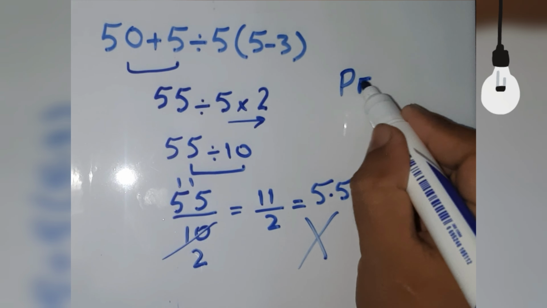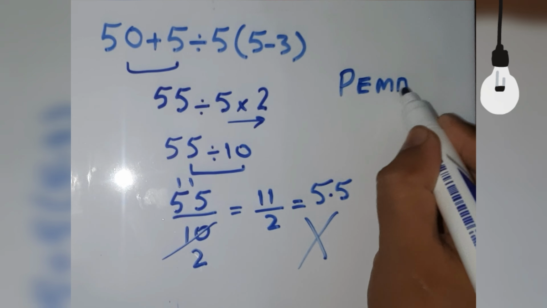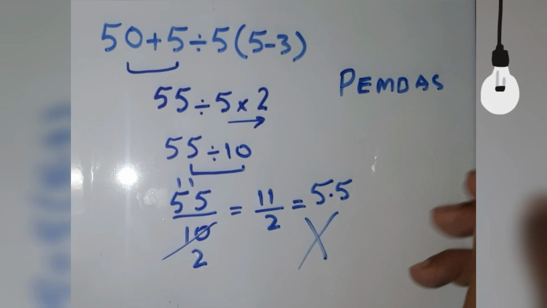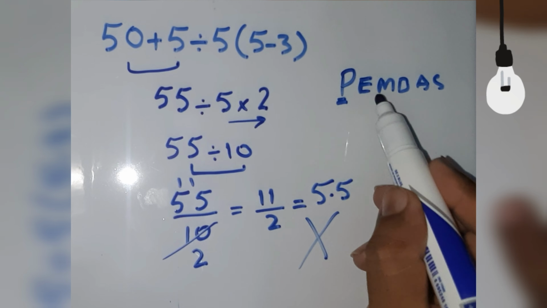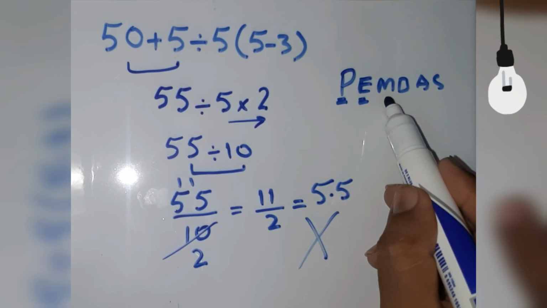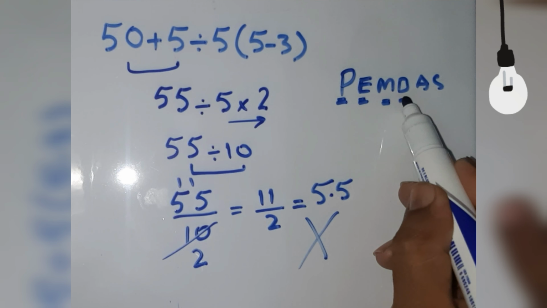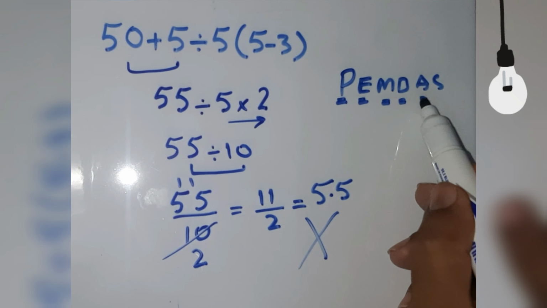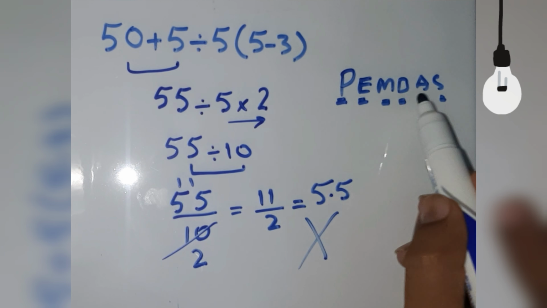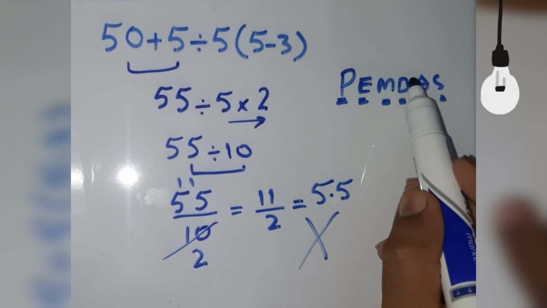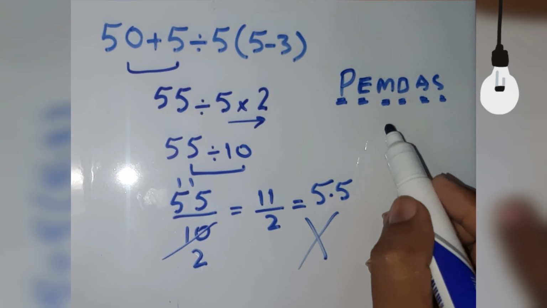here the rule which is called PEMDAS. In PEMDAS rule, P stands for parenthesis, E stands for exponent, M and D stand for multiplication and division, A and S stand for addition and subtraction. In PEMDAS rule, multiplication and division have equal priority.